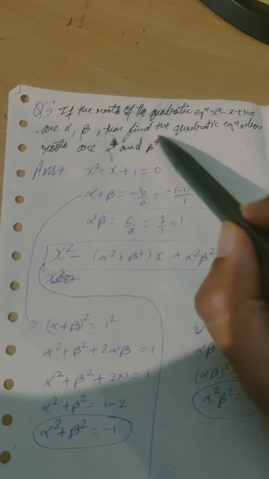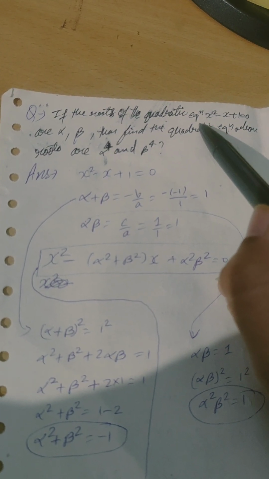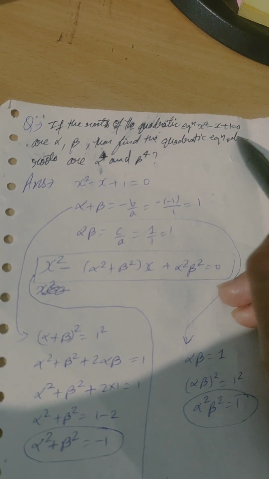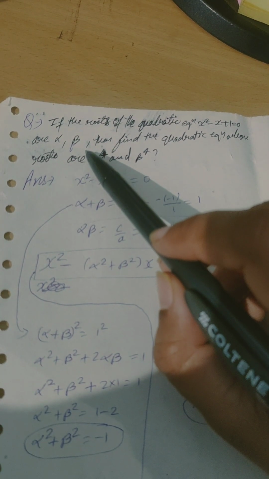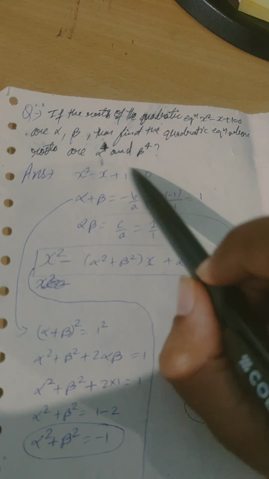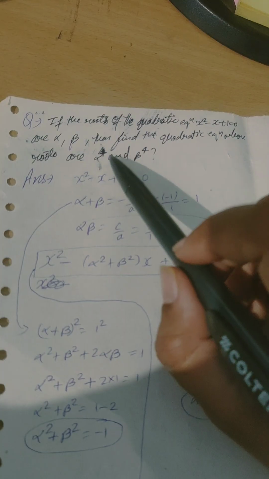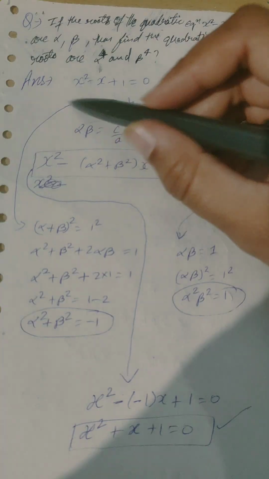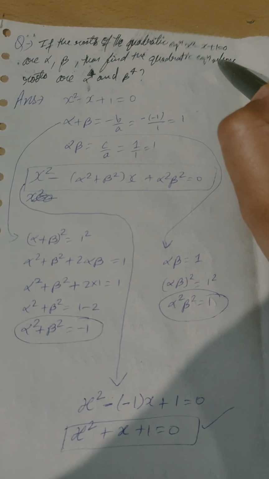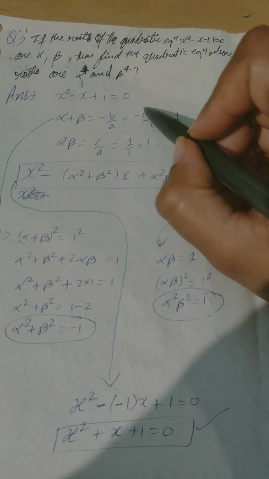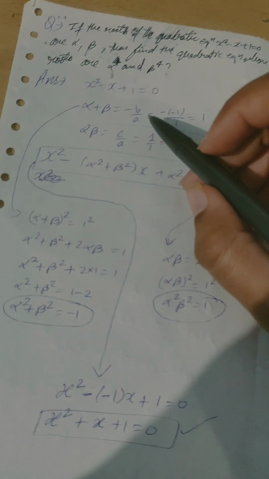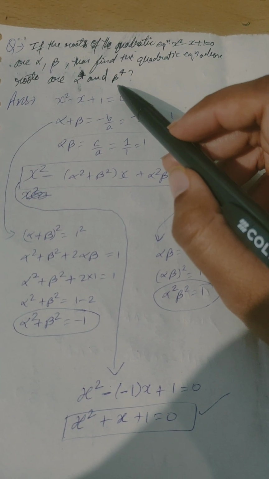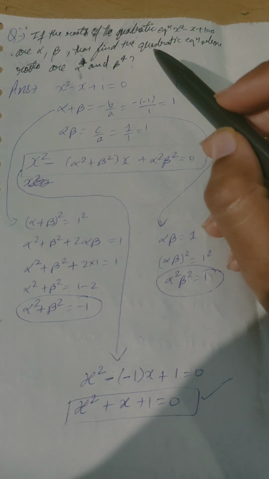If the roots of the quadratic equation x square minus x plus 1 equal to 0 are alpha, beta, then find the quadratic equation whose roots are alpha raised to power 4 and beta raised to power 4. So here the answer: this is the equation x square minus x plus 1 equal to 0. Then we need to find the quadratic equation for alpha raised to power 4 and beta raised to power 4.